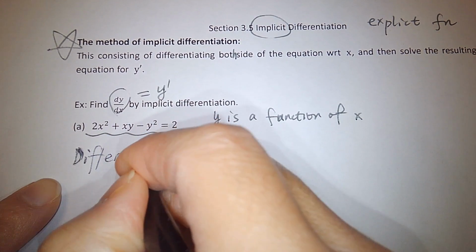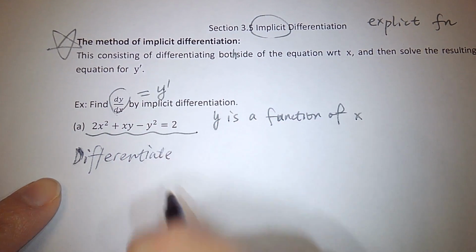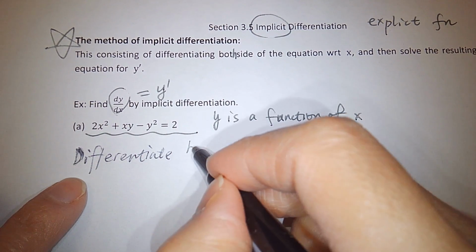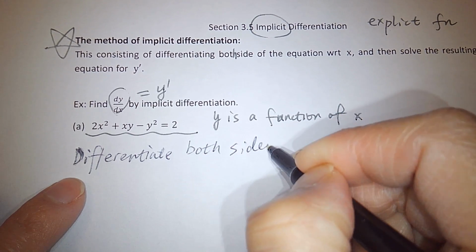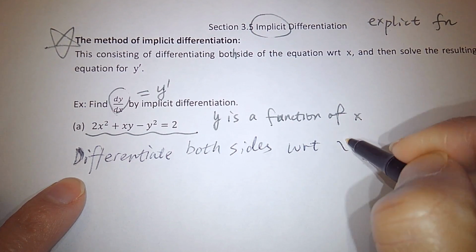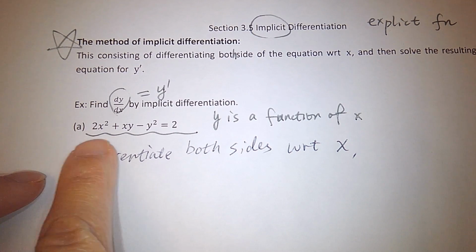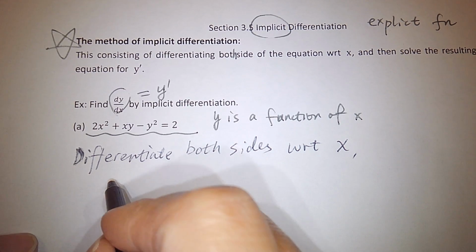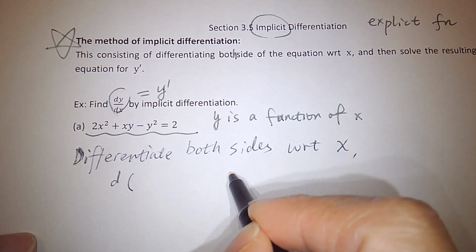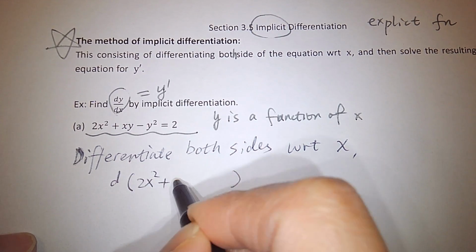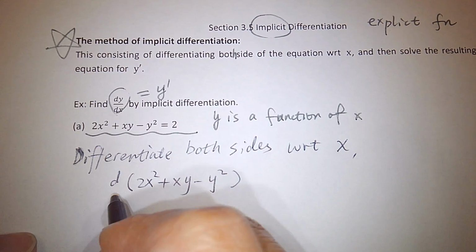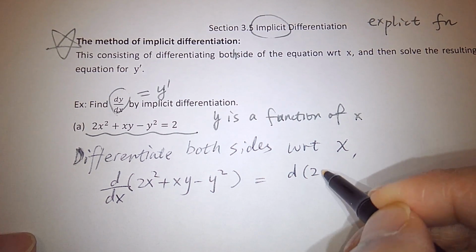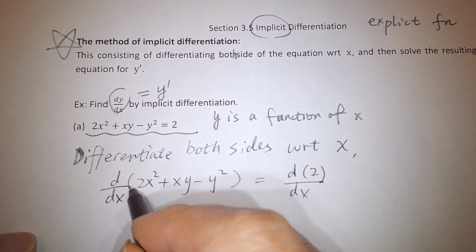So differentiate this equation from both sides with respect to x. Differentiate both sides with respect to x. So the left hand side, we're going to have d of this entire thing, 2x squared plus xy minus y squared, over dx. The right side is d of the constant 2 over dx.